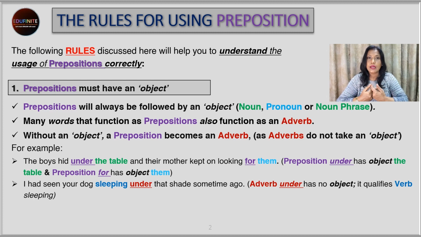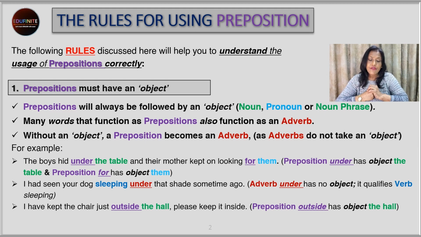So here we see how the same word under is acting as a preposition when it has an object after it, which is a noun or it might be a pronoun. And the same word under without an object performs the role of an adverb. Well, the next sentence. I have kept the chair outside the hall. Please keep it inside. So again, outside the hall. So the word outside is a preposition because it has the object, the hall. Hall is a noun. Hence, outside is a preposition.